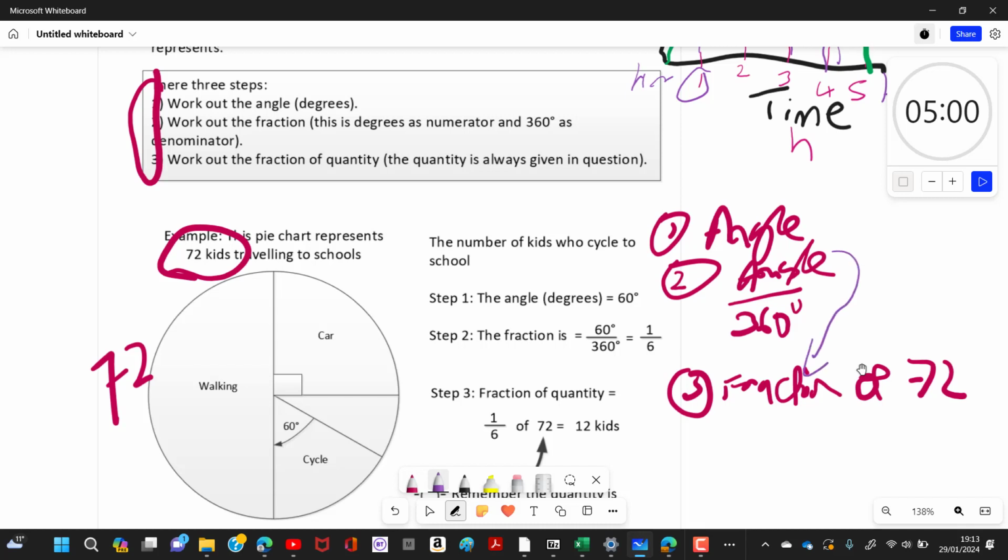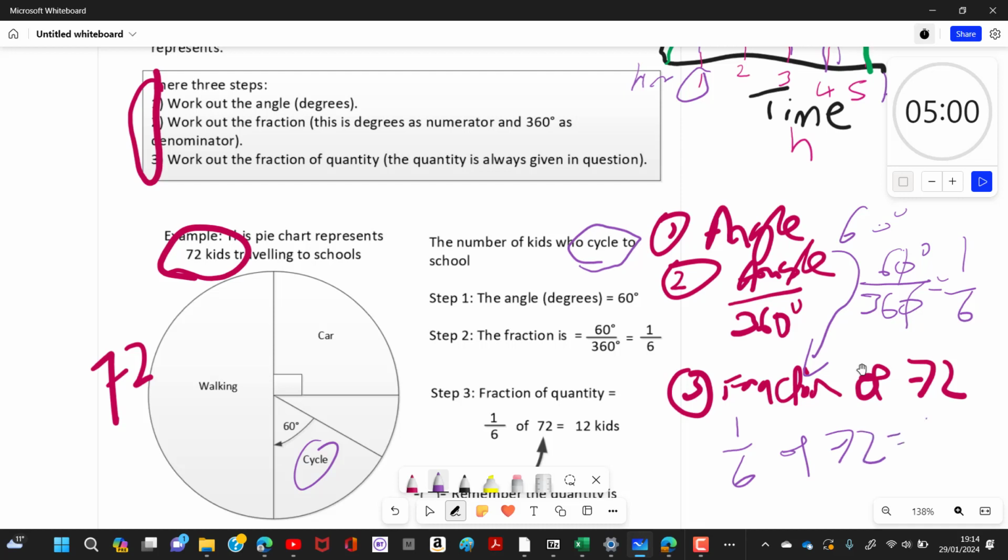So let's give an example. Here what we're trying to do is cycle to school. So what angle is cycling? Cycling is 60 degrees. So put 60 here, and then you put that 60 out of 360, because the whole circle is 360. And simplify it. So 60 over 360 is 1/6. And then you take that fraction from step 2 and take it of 72. Where do you get 72 from? From the question. It says this whole pie chart represents 72. So it's 1/6 of 72, which equals 12. So this represents 12 kids.